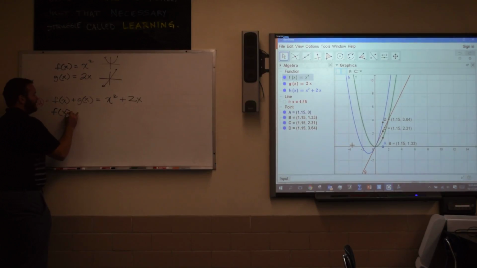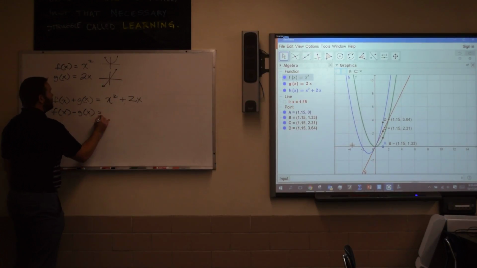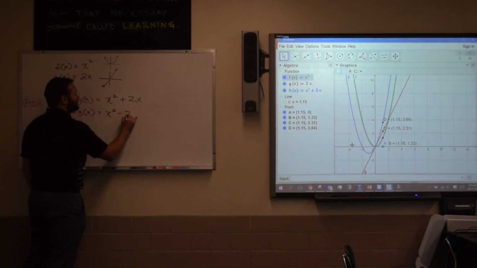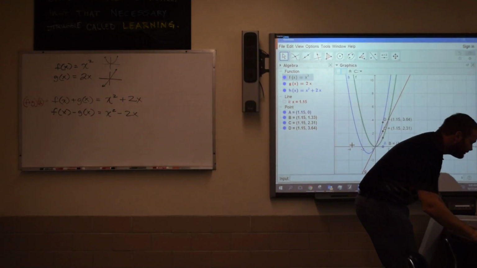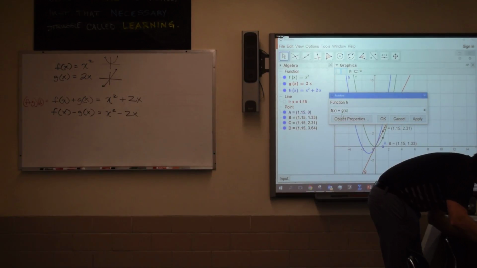Okay, so if I go f of x minus g of x, well, that's going to look like x squared minus 2x, right? Okay, x squared minus 2x. So if I do that, just change this to minus.